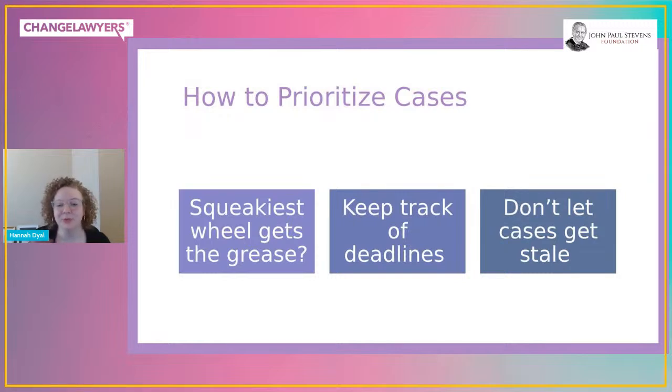Try to actually look objectively at what's the most critical case, what's the case that needs to move fastest, and try to prioritize based on that and not based on who's calling you. It's very easy to fall into this: client called me, let me just work on their thing real fast. But in the long term, it's not an effective method of prioritizing your cases. Obviously, keep track of your deadlines and don't let your cases get stale. Check on them fairly often, so it's not just sitting around waiting.